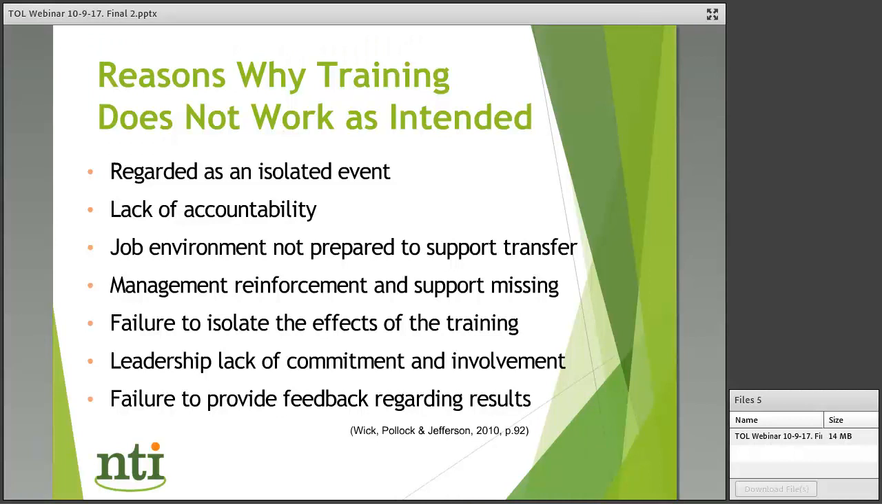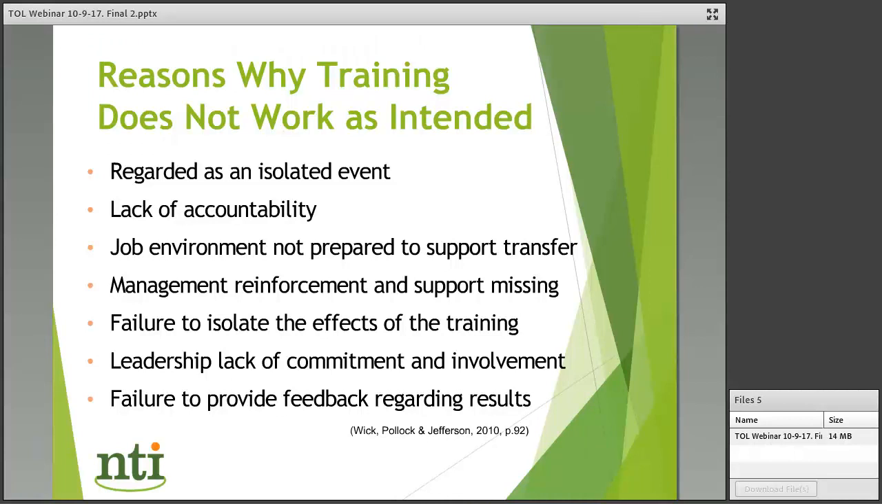And then the failure to provide feedback regarding results. One of the things that really helps support transfer of learning and training is if we hear the data that supports the so what factor. That means we've gone through the training, we've spent the time and the energy, and whether it's money or resources, to complete the training, and so we need to hear often and frequently what results we are gaining from this initiative, and we'll talk a little bit more about that.